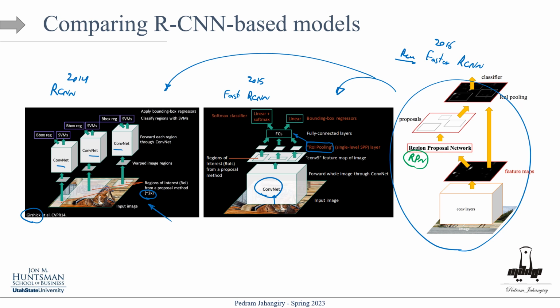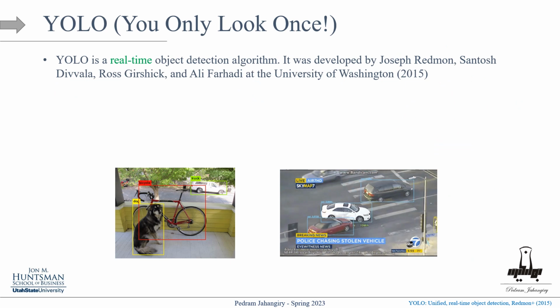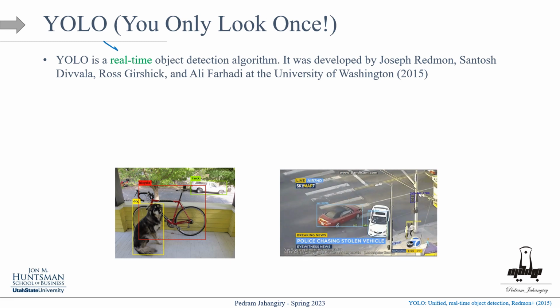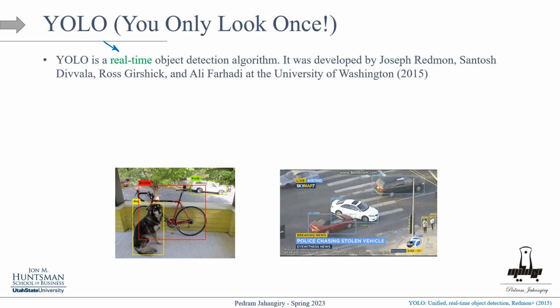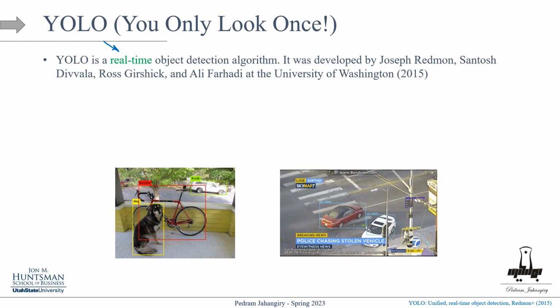So the other model that we're going to look into is called YOLO, you only look once, and that model is even faster than the faster RCNN, and it is designed for image processing in real time. Okay, let's talk about YOLO, you only look once algorithm. So YOLO is a real-time object detection, and this is what makes it very useful in practice. It was developed by a team of researchers in 2015 at University of Washington.